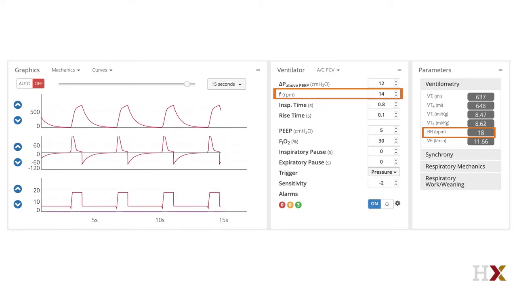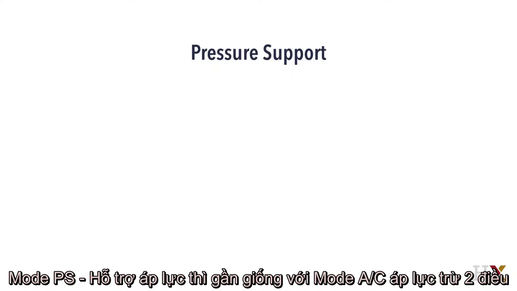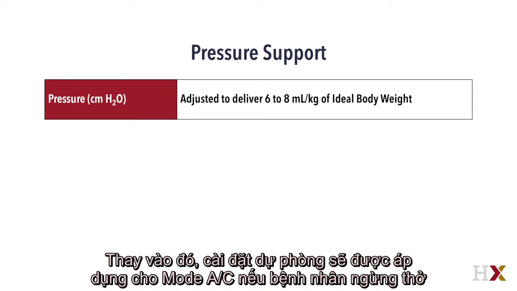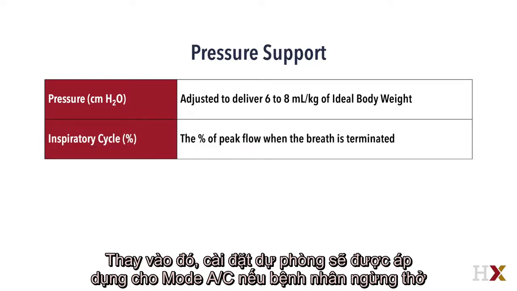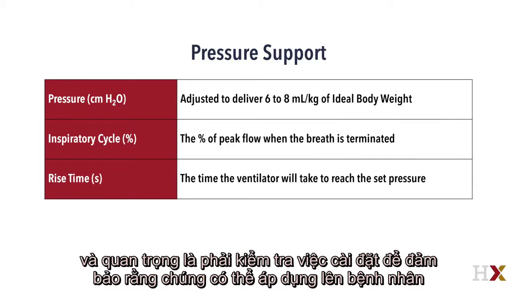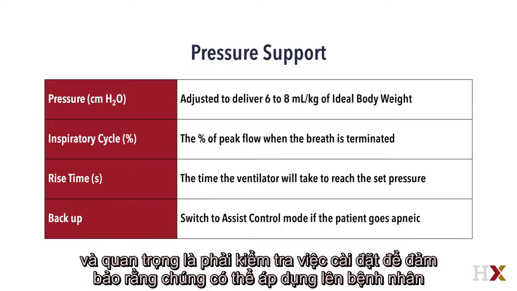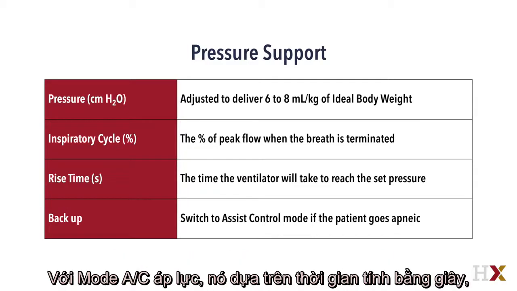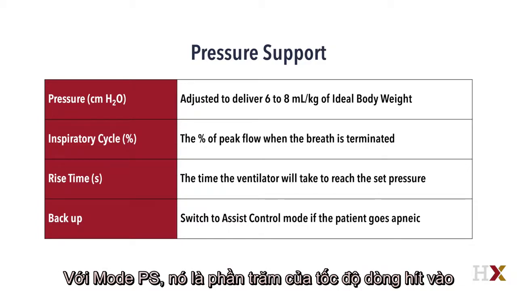This patient is now ready to be transitioned to a spontaneous mode of breathing and assessed for liberation from mechanical ventilation. Pressure support is nearly identical to pressure control except for 2 things. There is no respiratory frequency set. Instead, there is a backup setting that will apply an assist control mode if the patient stops breathing, and it is important to check the settings for that to make sure they are applicable for the patient. The second difference is the termination criteria for the breath. With pressure assist control, it is based on time in seconds. With pressure support, it is a % of the inspiratory flow.